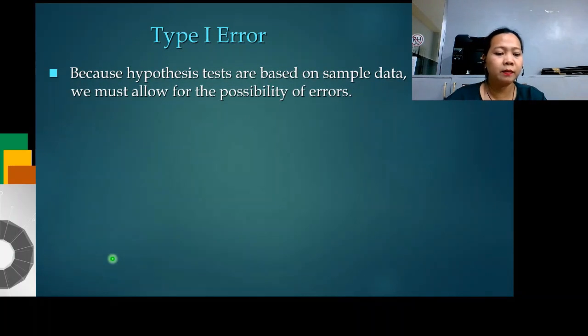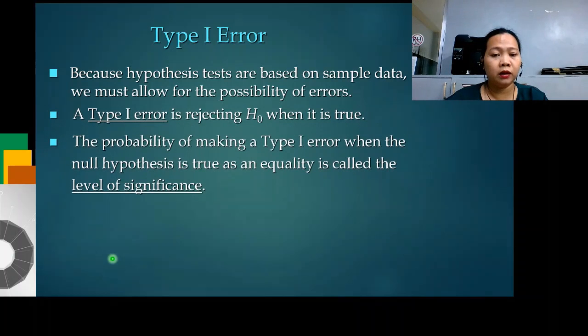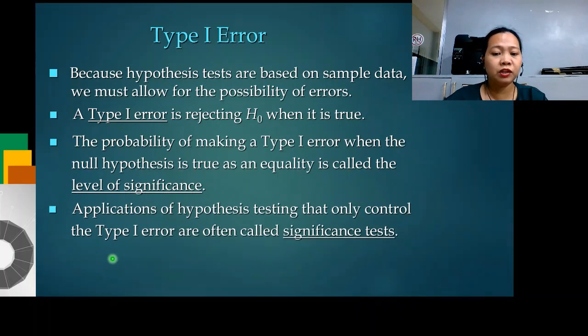So, some of the differences of type 1 versus type 2 error. Type 1: based on sample data, we must allow for the possibility of errors. Type 1 error is rejecting the null hypothesis when it is true. And the probability of making a type 1 error when the null hypothesis is true as an equality is called the level of significance. Okay, take note of that term, level of significance, or the alpha.